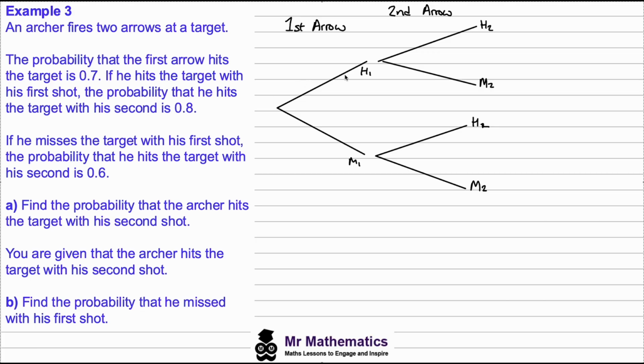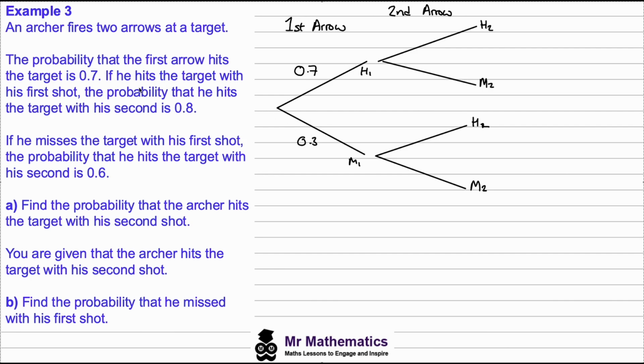So I've drawn the probability tree. We've got our first arrow here. We hit or we miss on our first attempt. And then we've got our second arrow here where either we hit on the second or we miss on the second. Okay? So for part A, the probability that the first throw hits the target is 0.7. So we'll have 0.7 here, which means missing must be 0.3 because they're mutually exclusive.